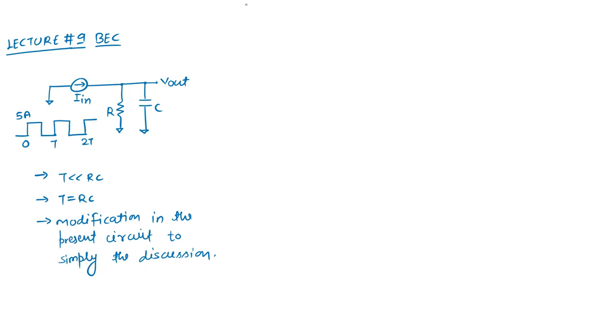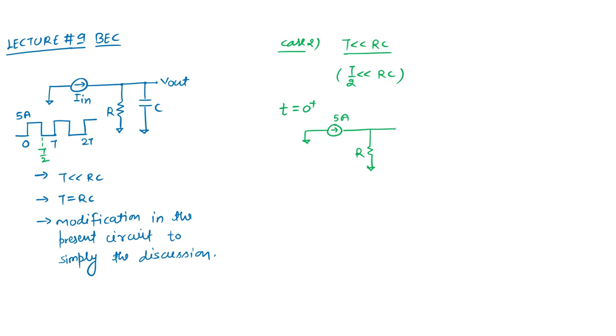Let's consider first case 2, which I call t much less than RC. What I mean to say is, I'm not giving the time to charge my capacitor. This is called T by 2. I can also say T by 2 is much less than RC. So when we apply the excitation, for t equal to 0 positive, what is happening? You are applying the 5 ampere current, but we are not giving much time to charge my cap. So the cap is shorted here.